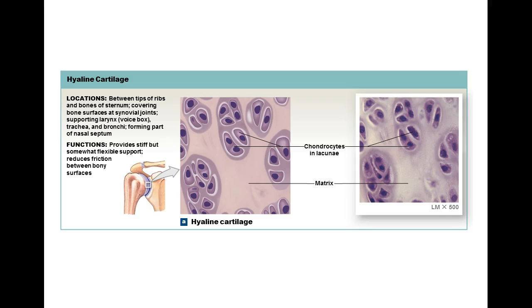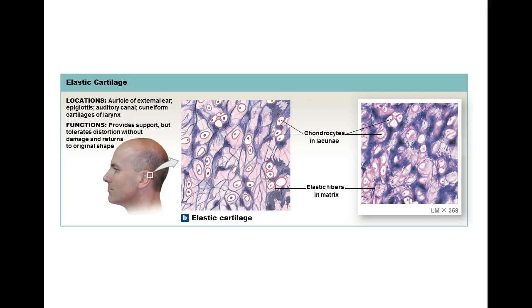So hyaline cartilage is a little stiffer, and you find this between the tips of the ribs and the bones of the sternum, and then also in the shoulder. Elastic cartilage is in our ear. It makes up the ear, the auditory canal, parts of the larynx. Support, but also tolerates quite a bit of distortion, and will return to its original shape. Then you have the design there.